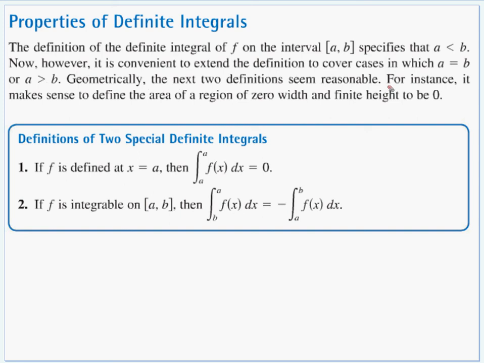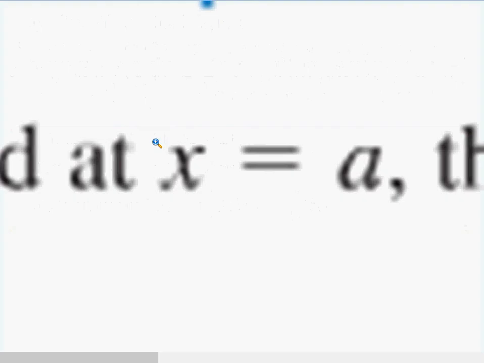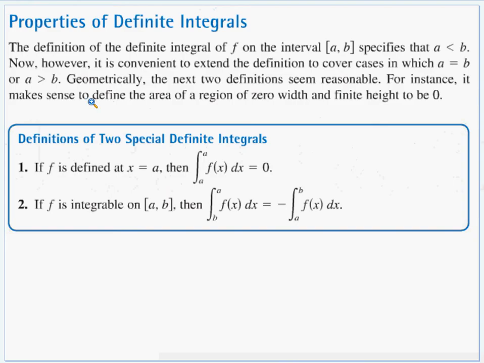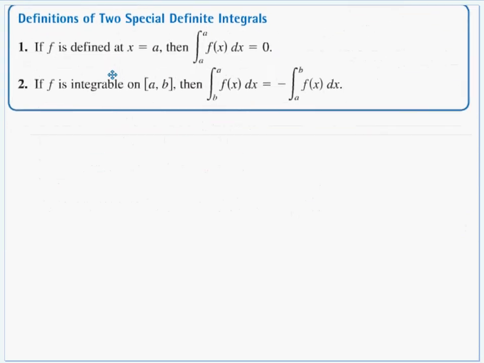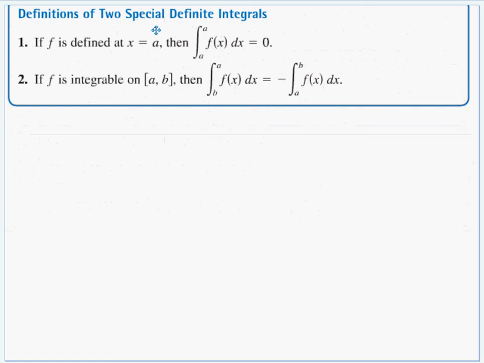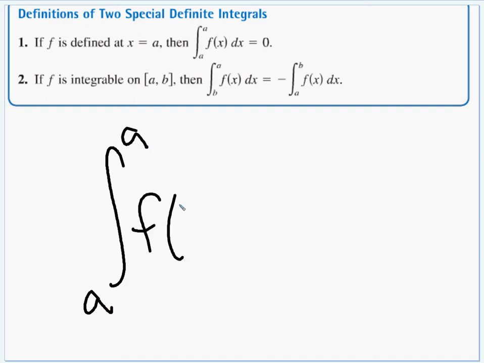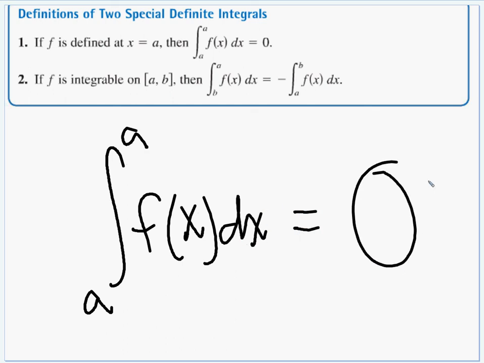Geometrically, the next two definitions seem reasonable. We'll get to that here in a second. There we are. If f is defined at x equals a, then the integral from a to a of f of x dx is always equal to 0. So think about it this way. If these numbers are the same, a to a, no matter what this function is, it does not matter. It's always going to equal 0.